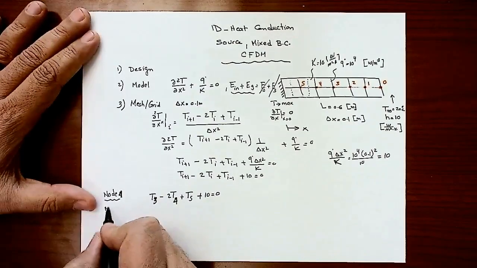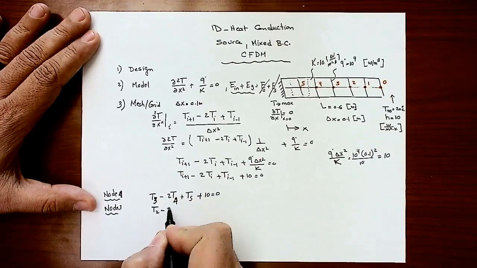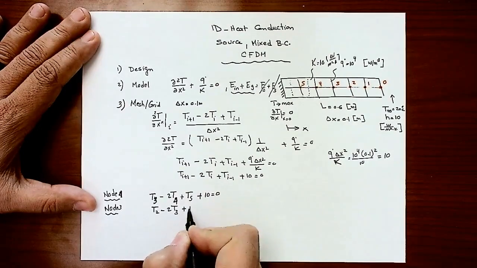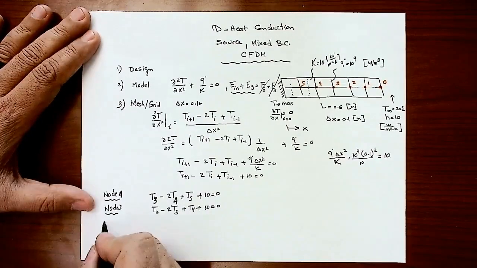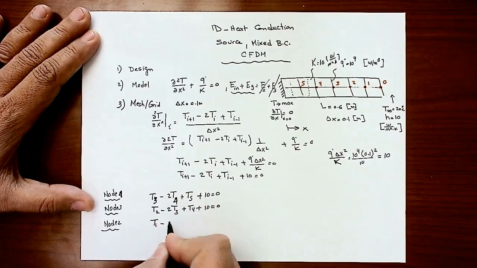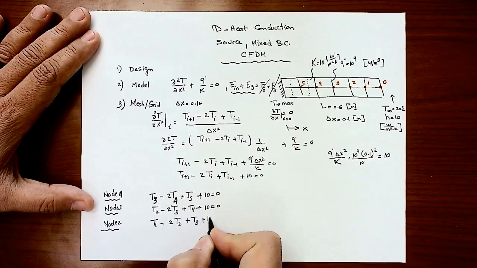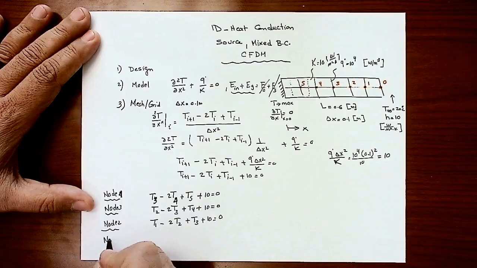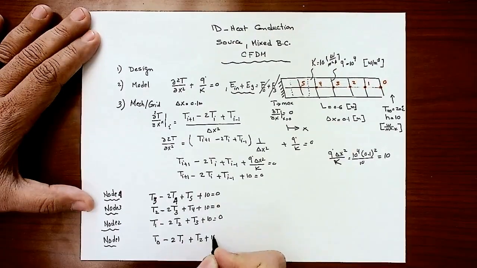That's the same for node number 3. So I would have T2 minus 2 T3 plus T4 plus 10 equals 0. Then for node number 2, I will have T1 minus 2 T2 plus T3 plus 10 equals 0. Then when I go for node number 1, the equation is still valid. It's going to be T0 minus 2 T1 plus T2 plus 10 equals 0.